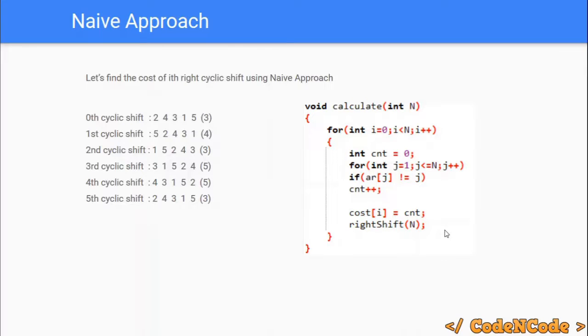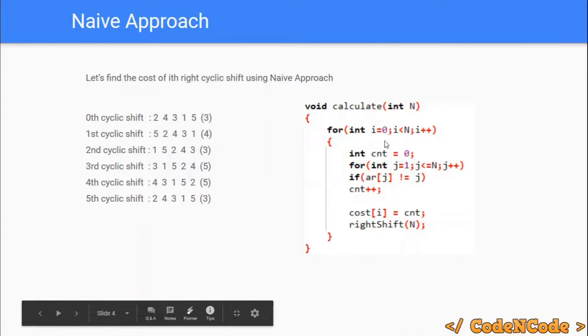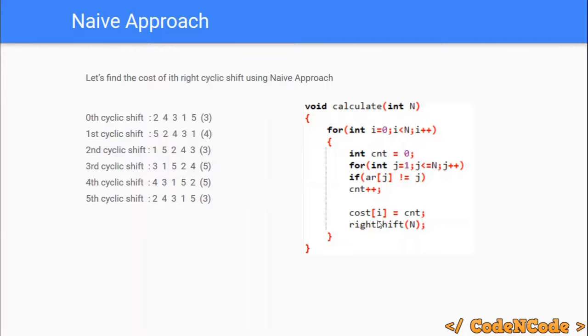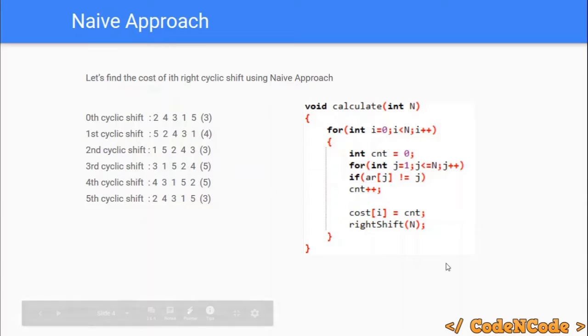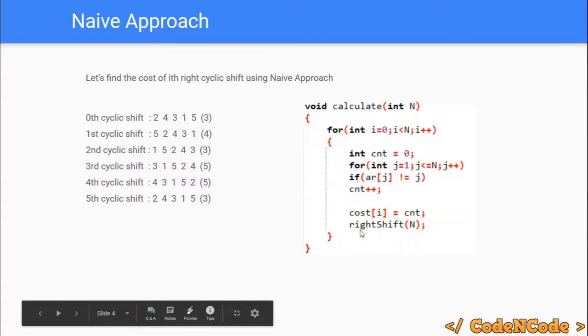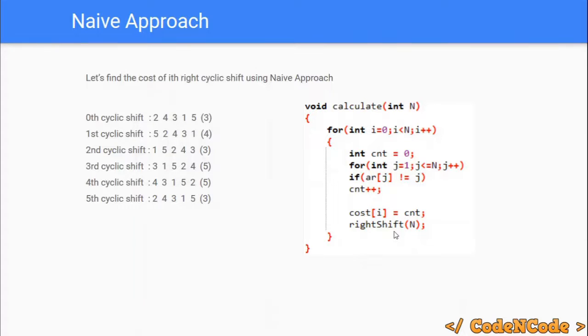After that we right shift the whole array one time. So when you right shift the whole array one time, this is what you would get. Basically you would get the next cyclic shift. So when the loop runs next time, it would calculate the cost of the first cyclic shift, and then you perform the right shift again, and then it would run again and calculate the cost of the second, third and fourth cyclic shift. So this is the naive approach to calculate the cost of the ith cyclic shift for each i from 0 to n minus 1. The right cyclic shift function you can define yourself. This is really easy to do so I'm not going to explain that here.